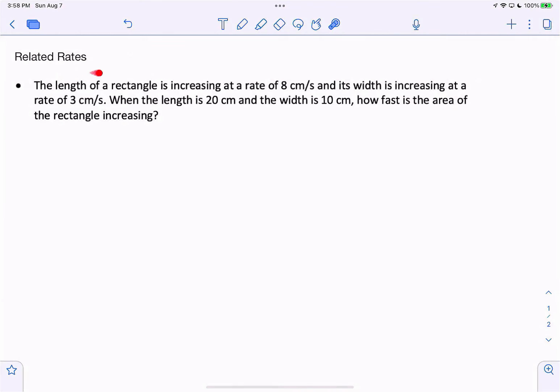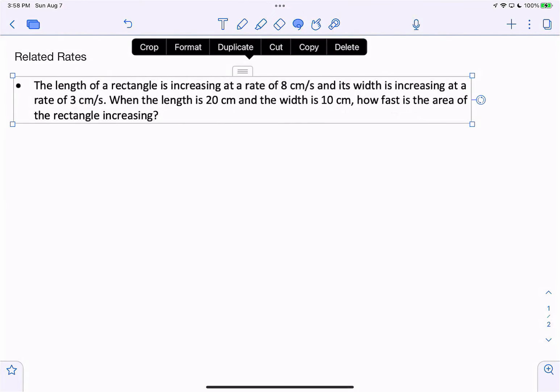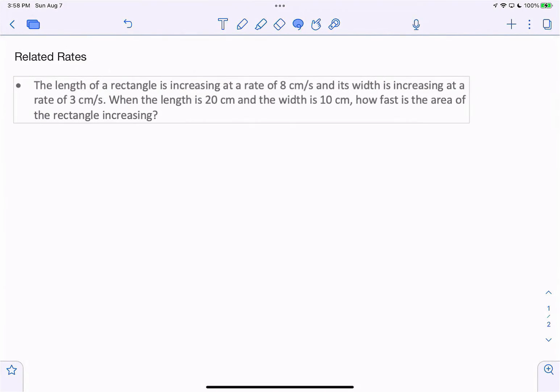Here we've got a rectangle that's growing, and the length is increasing at a rate of 8 centimeters per second. The width is increasing at a rate of 3 centimeters per second. And then we're asked, how fast is the area of the rectangle increasing when the length is 20 centimeters and the width is 10 centimeters? And you might wonder, how does a rectangle ever grow in size? Well, here's one that's growing in size.